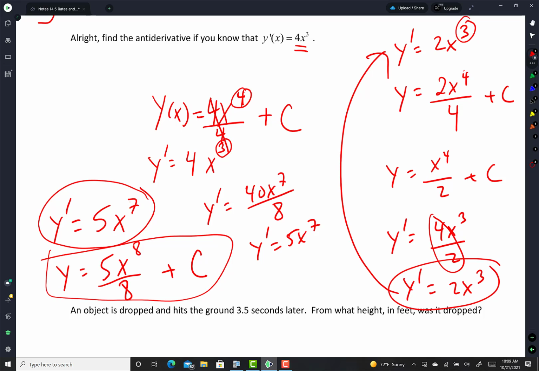Okay, so wait, are you saying that if I take the derivative of 5x to the 8th over 8, I will get 5x to the 7th? Yes. 5 times 8 is 40. x to the 7th divided by 8. 40 divided by 8 is 5. You're right.